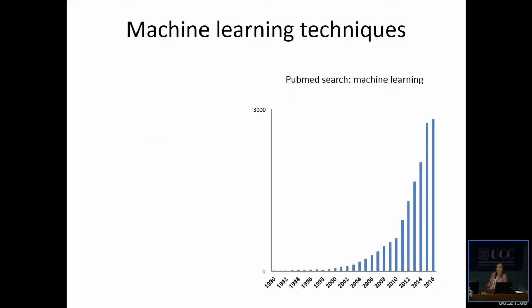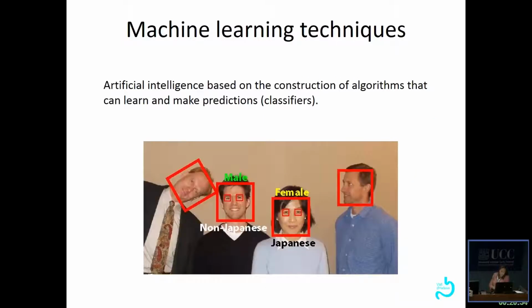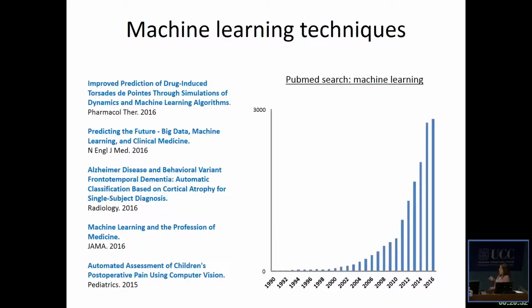These techniques, I know it's starting to get strange, this talk, but we should be familiar with them. This is a PubMed search for machine learning in the last 25 years. Exponential growth in the papers that have been published. These are some examples from last year. Machine learning applied to ECG, machine learning applied to MRI to detect Alzheimer's, machine learning applied to children's faces to detect pain in their faces.